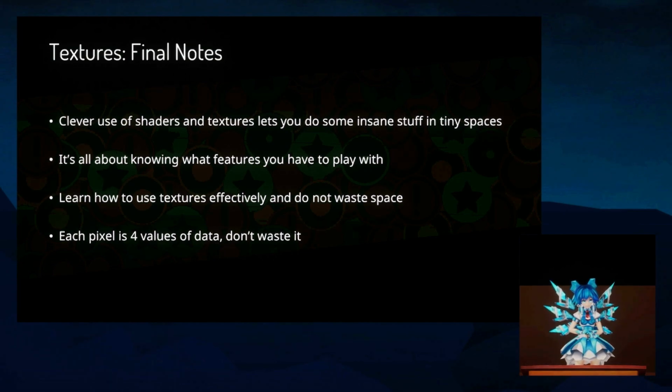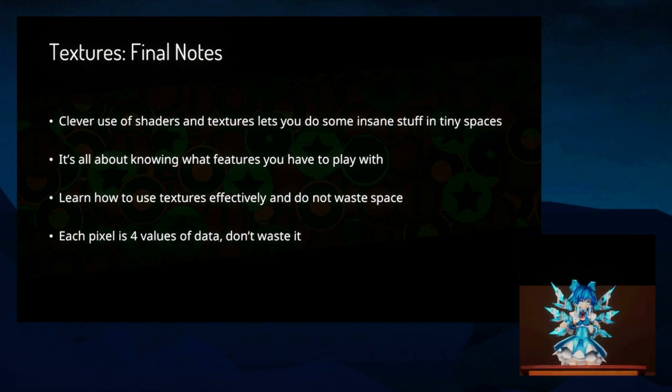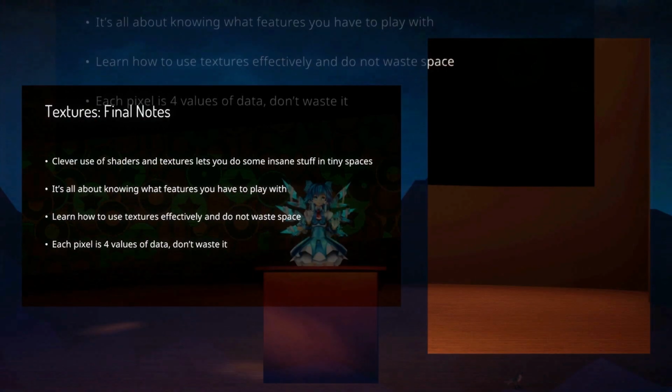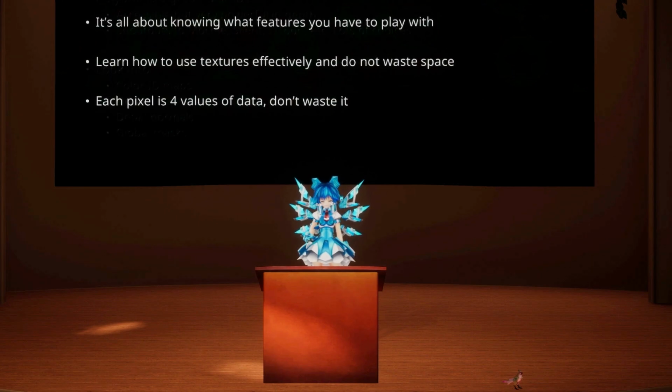A couple of final notes on textures. Using shaders and textures cleverly, especially masks, lets you do some absolutely crazy stuff in tiny spaces. You don't have to use a huge amount of memory for these things. It's all about knowing what features you have to play with and knowing how to use those textures effectively without wasting space. And remember that each pixel is 4 bytes of data. It's the casual sense of bits. You have 0 to 256, 4 times. That's a lot of data, and you have tons of pixels of that. You should not be wasting it.